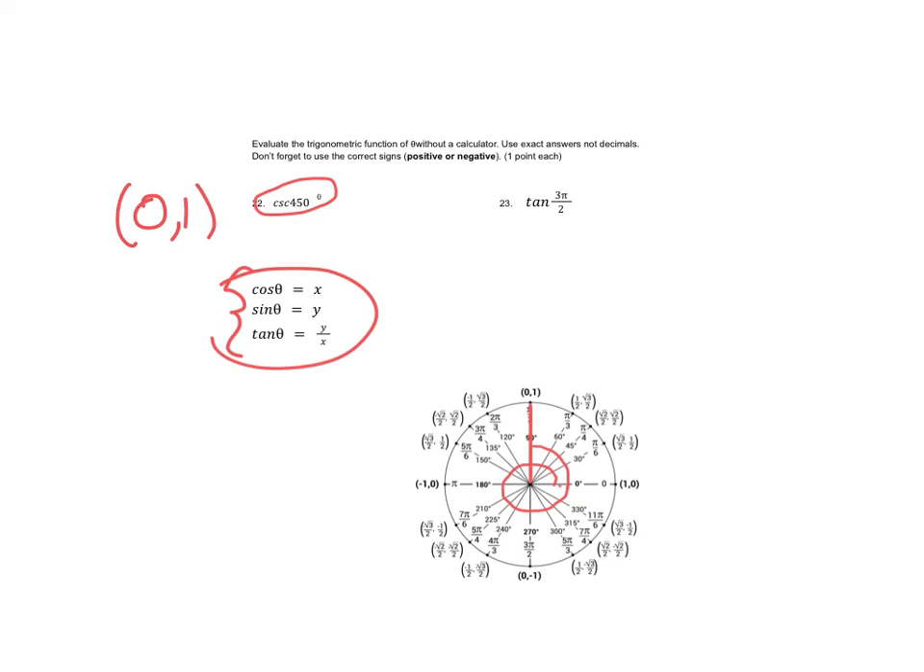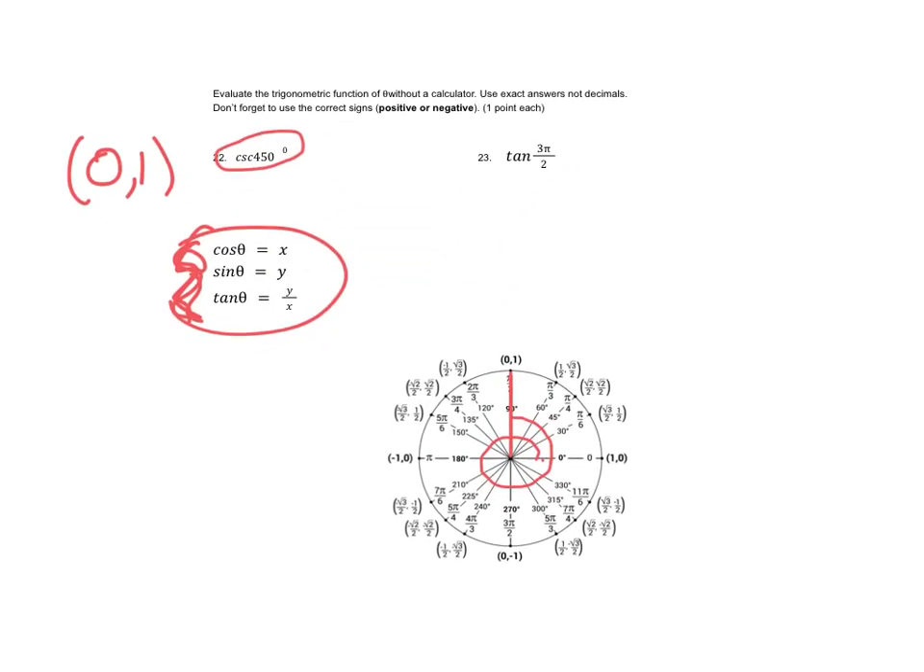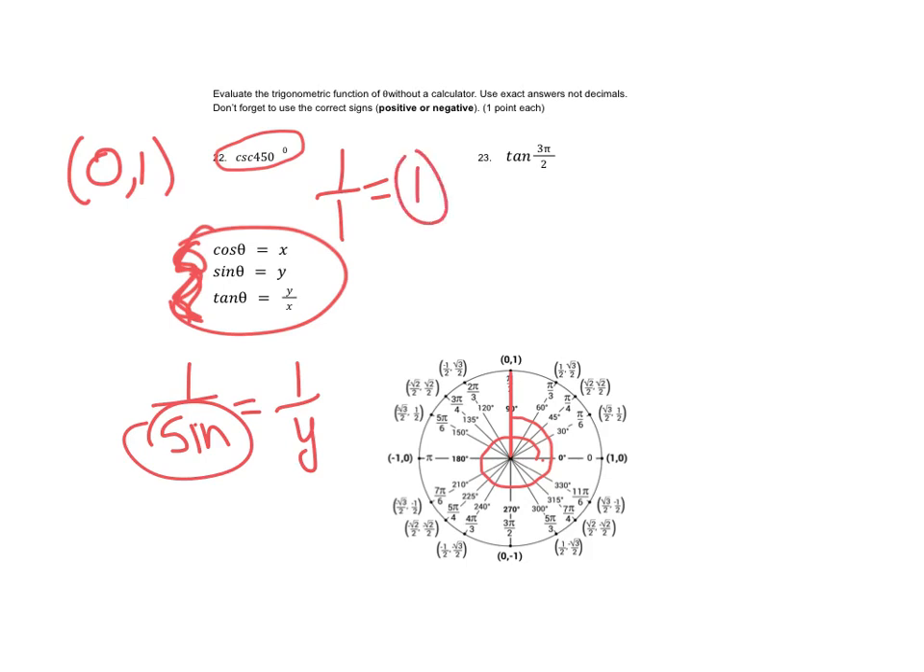Okay, cosecant. Well, cosecant isn't anywhere on here, right? Well, if you remember from the previous page, cosecant is the reciprocal of sine. So that's just going to be 1 over sine, which is just going to be 1 over y. And in this case, the cosecant of 450 degrees, well, the sine represents the y value. The y value is 1, so you're going to have 1 over 1, which is just 1.